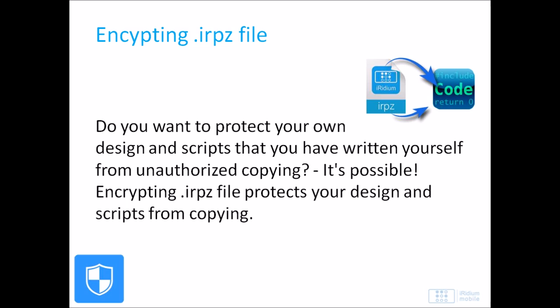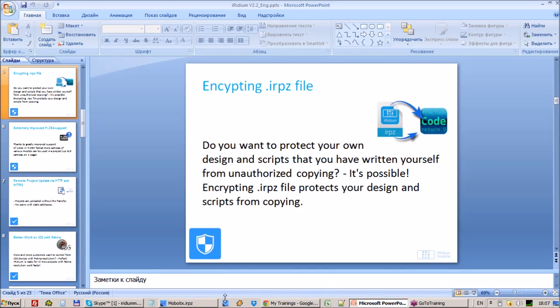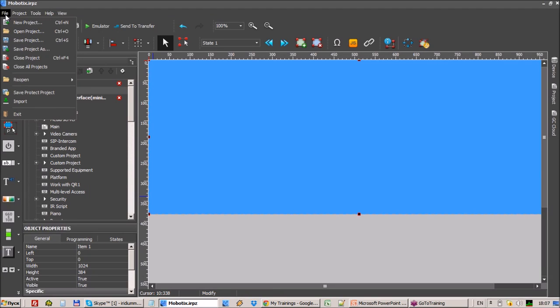And it's not good for you, right? So that's why we decided to make this IRPZ file encryption feature. When you encrypt your files, it's important to know that there is only one way to secure them. For instance, you're working on a project, then you decide to encrypt it. The file format will be changed from IRPZ to PIRPZ, and you will not be able to change it back to IRPZ. So your source project should always be kept with you.